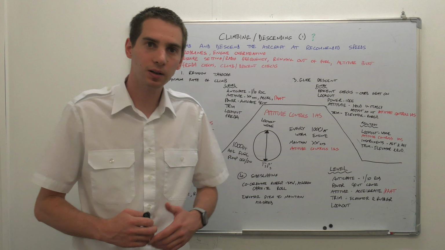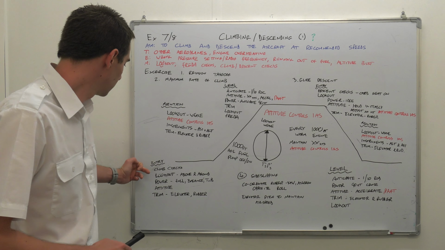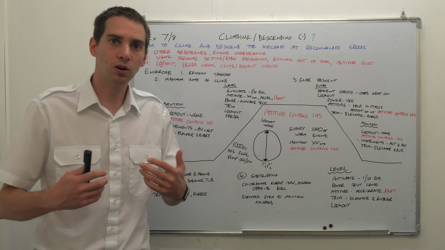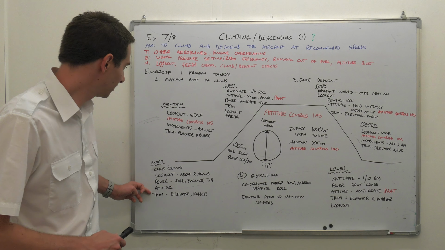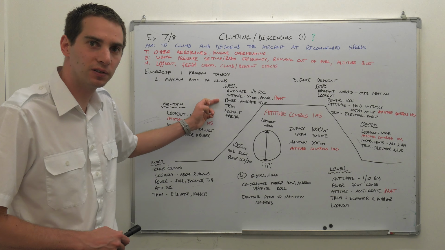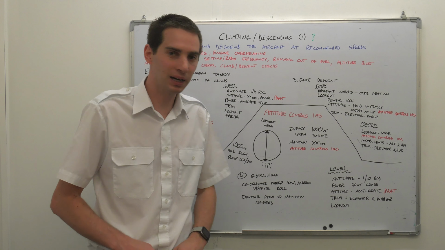That is then our climbing and descending. So just to recap again, always think of PAT or APT. PAT in the climb, to level off is APT, PAT in the descent, and PAT to level off.